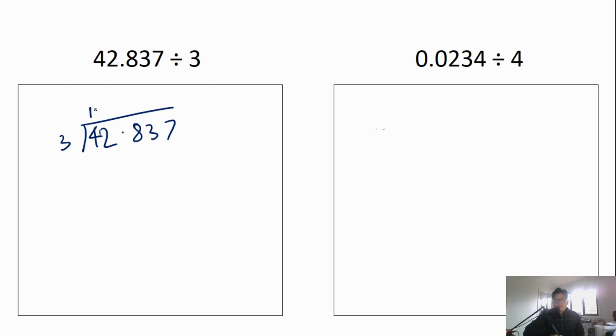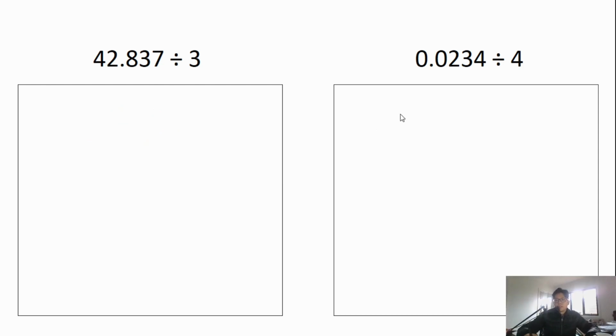3 goes into 12 4 times, so let's write a 4. There's no remainder, so we just go to the next number. 3 goes into 8 twice with the remainder of 2. 3 goes into 23 7 times, the remainder of 2. And 3 goes into 27 9 times with no remainder. Once you've done that, the decimal point goes right above where it originally was, so our final answer will be 14.279.